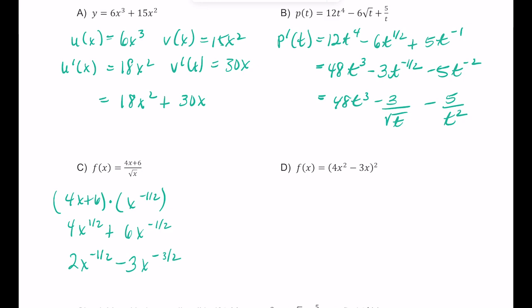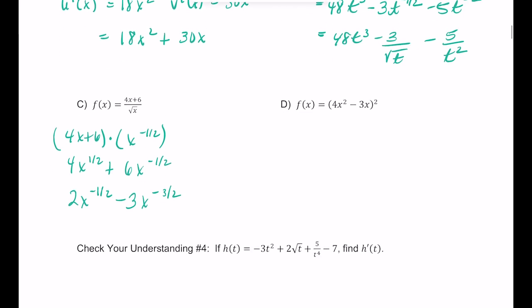So we can rewrite this as 2 over the square root of x minus 3 over the square root of x and then it would be to the third power. Well, you can actually take the square root of x to the third, right? Because it's made up of x times x squared. And you can take the square root of x squared, it's just x. So we can rewrite this as 2 over the square root of x minus 3 over x square root of x.